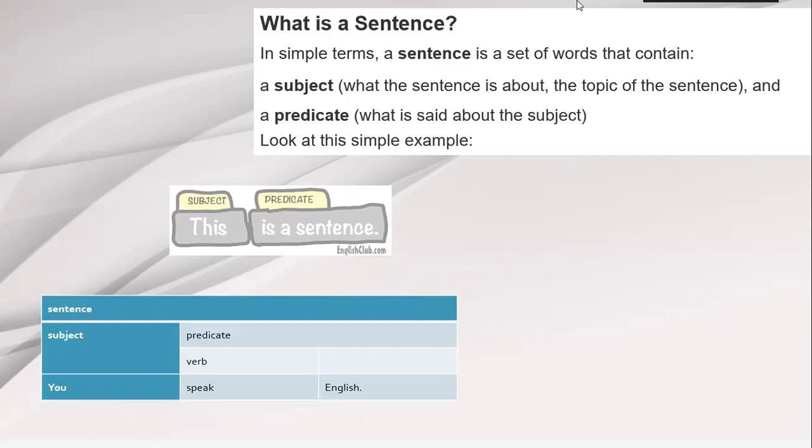A sentence has a subject and it has a predicate. So the sentence is: this is a sentence. The subject is this. We have a car. Right? So you have a subject and you have a predicate. You is the subject, oops, speak English is the predicate. So it's important that you have these two to have a sentence.